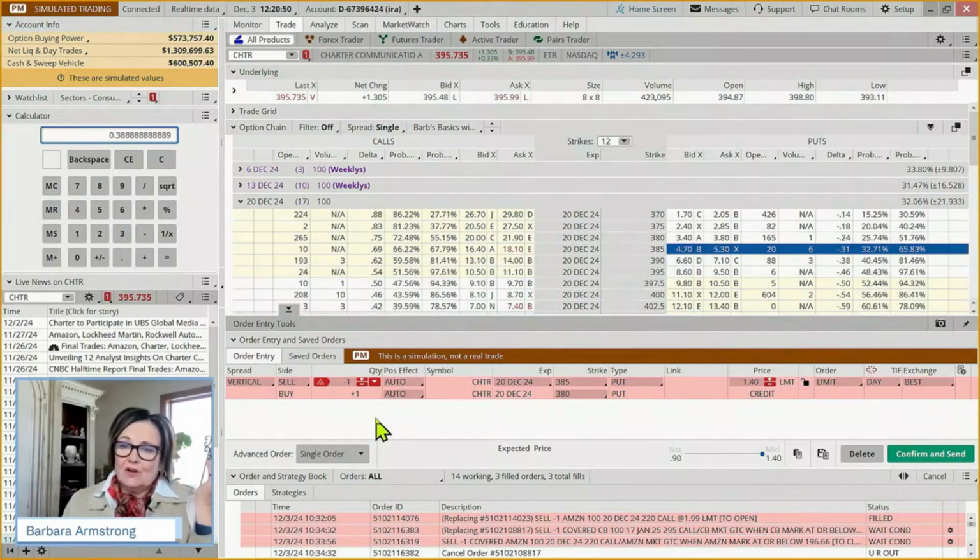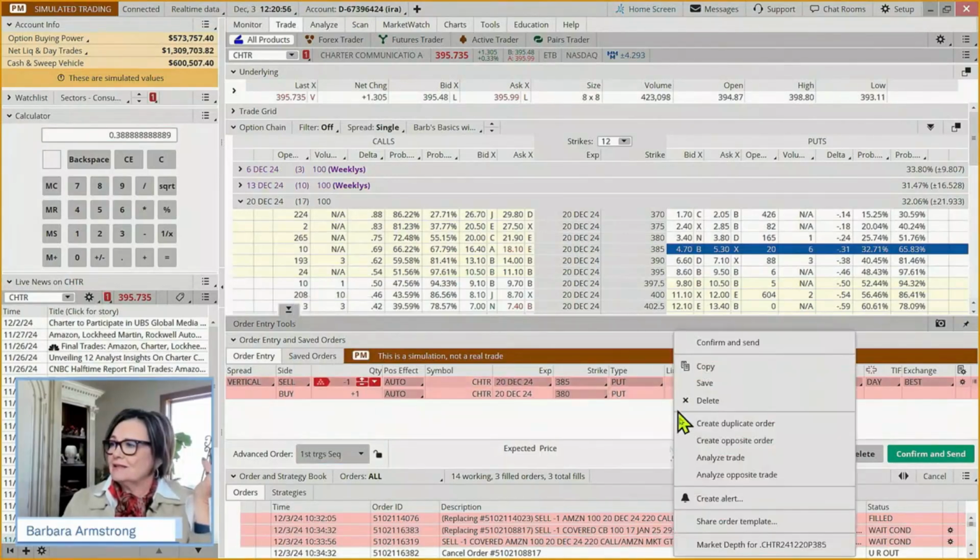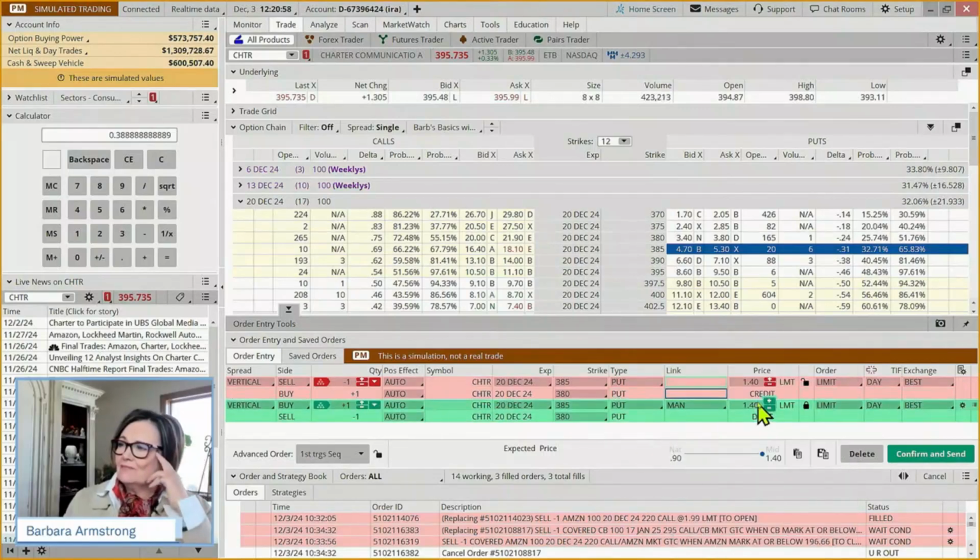And so if we say, well, we'd be okay with that, and we come to single order, first trigger sequence, right click. Our general rule of thumb is when we've got 80% of our max gain, we'd like to buy it back. So we're going to put in an order to exit this position when it's worth about 28 cents. Now, some of these bigger stocks, their options might trade in nickel increments, so we could make it 25 or we could make it 30. If this doesn't go through, that might be the reason.